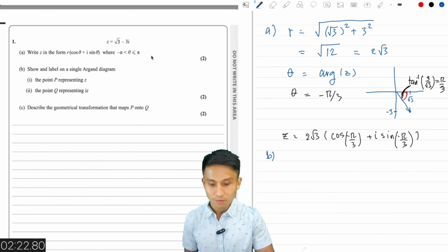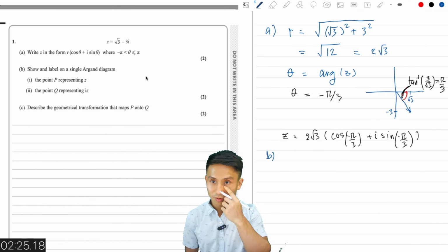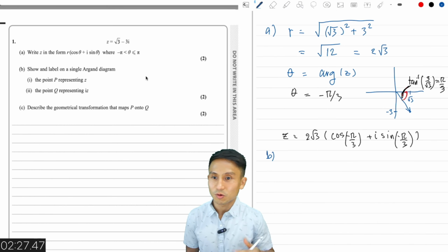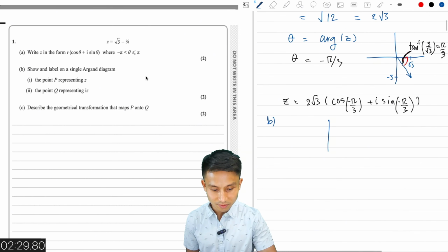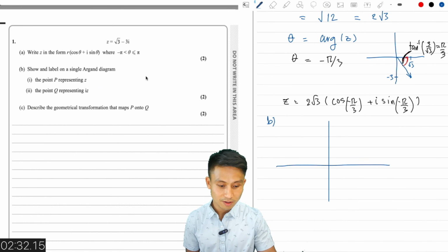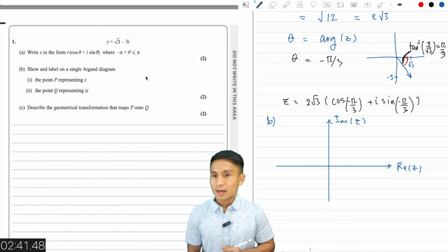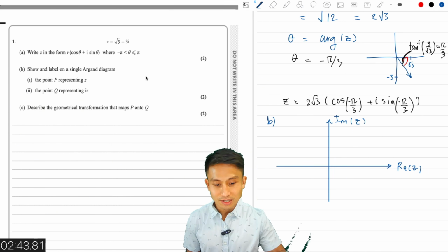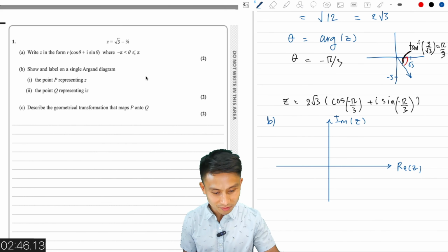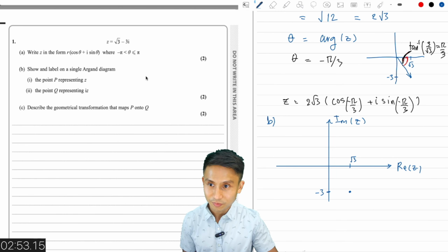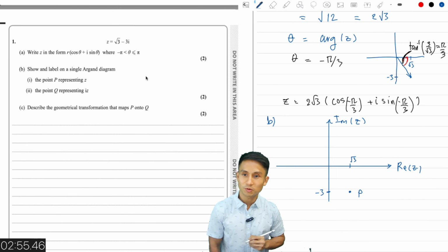Okay, part B, show and label on a single Argand diagram the point P representing z. Okay, so an Argand diagram. This is the real part of z. This is the imaginary part of z. Okay, we have a point z here. Well, I actually did that in part A. So it's just root 3. I'm going to make this root 3 then. And this is minus 3. So that's the point P. Okay, that's point P representing z.